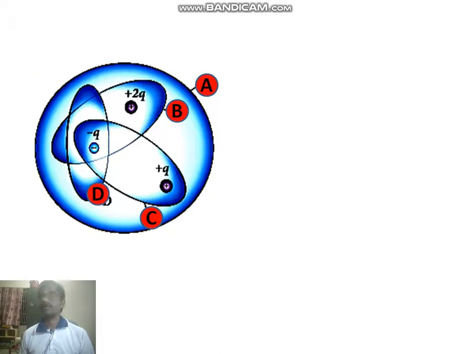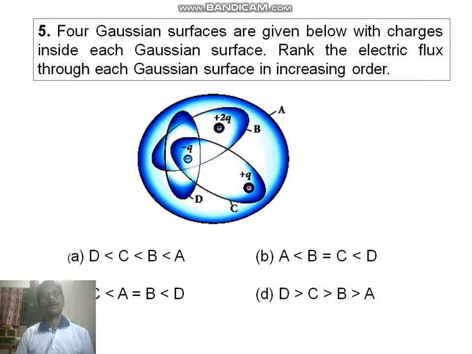Okay. We completed the fourth problem. Now we are going to discuss the fifth problem. So 4 Gaussian surfaces are given below with the charges inside each Gaussian surface. 4 Gaussian surface charges கொடுத்திருக்காங்க. So rank the electric flux through each Gaussian surface in increasing order. அந்த electric flux பைங்கிறத increasing order நம்ம சொல்லணும். So look at the diagram.